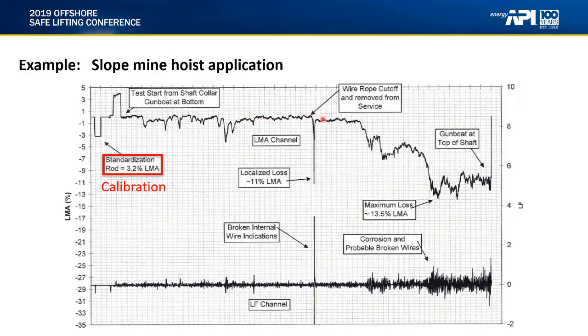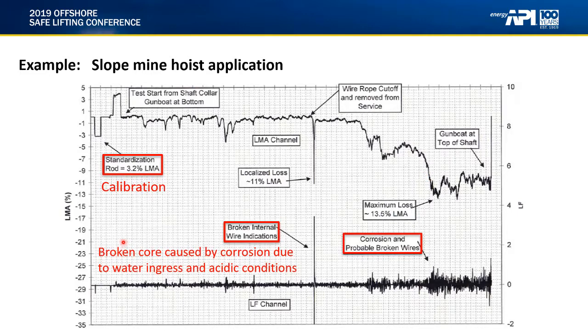Inspection of the LMA channel shows a dip down to about 11%. This was indicative of a broken core caused by local corrosion. Other aspects of the LMA trace include some slight winding on drum damage as shown here, as well as second stage corrosion pitting as indicated by the LMA going down by almost 13.5% here. Note that corrosion products are not visible in this chart.